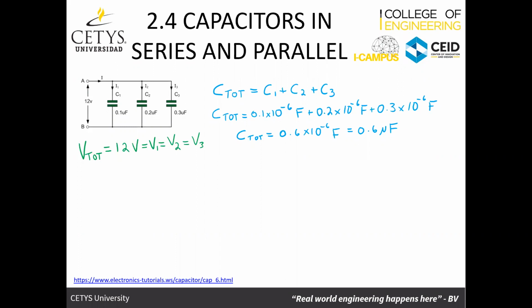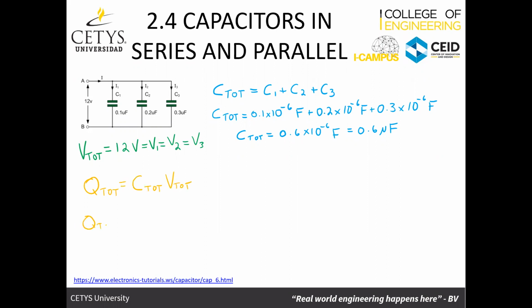Okay, so now we're going to be looking for the charge. How can I find the charge? Well, I know that first I'm gonna try to find the total charge. The total charge is going to be equal to the total capacitance times the total voltage. That's the total charge that we have in the circuit.